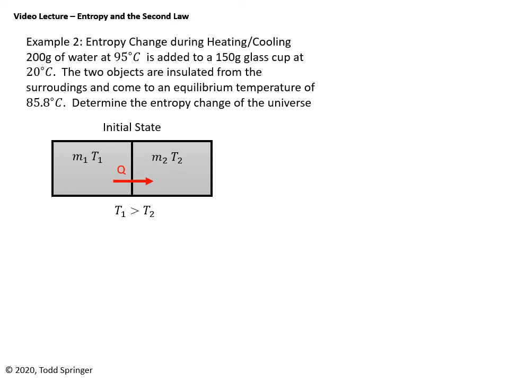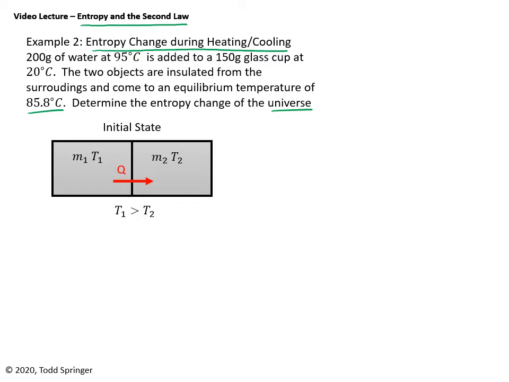So in this set of slides, we're continuing the examples of entropy in the second law. In this example, we've got entropy change during heating and cooling. We've got 200 grams of water at 95 degrees Celsius added to a 150 gram glass cup at 20 degrees Celsius. The two objects come to equilibrium at a temperature of 85.8 degrees Celsius. Determine the entropy change of the universe.